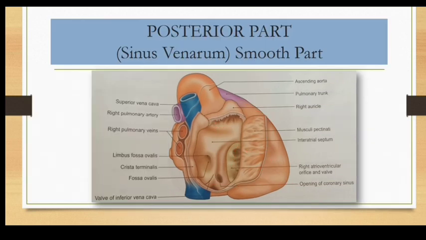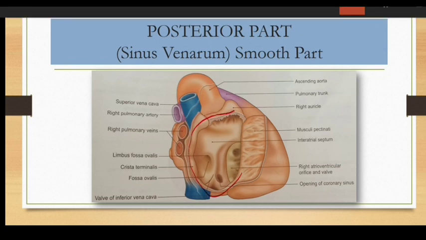And the posterior part is smooth, known as sinus venarum. This portion is known as the posterior part. Developmentally it is derived from the right horn of the sinus venosus, and most of the tributaries except the anterior cardiac vein open into it. So the superior vena cava above and the inferior vena cava below open into the posterior part, which is the smooth part, and the inferior vena cava is guarded by a valve known as the Eustachian valve, or inferior vena cava valve.